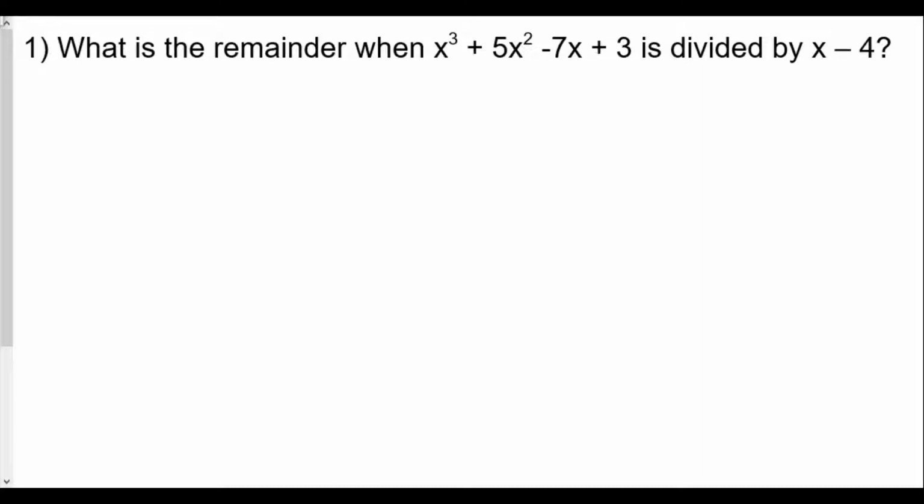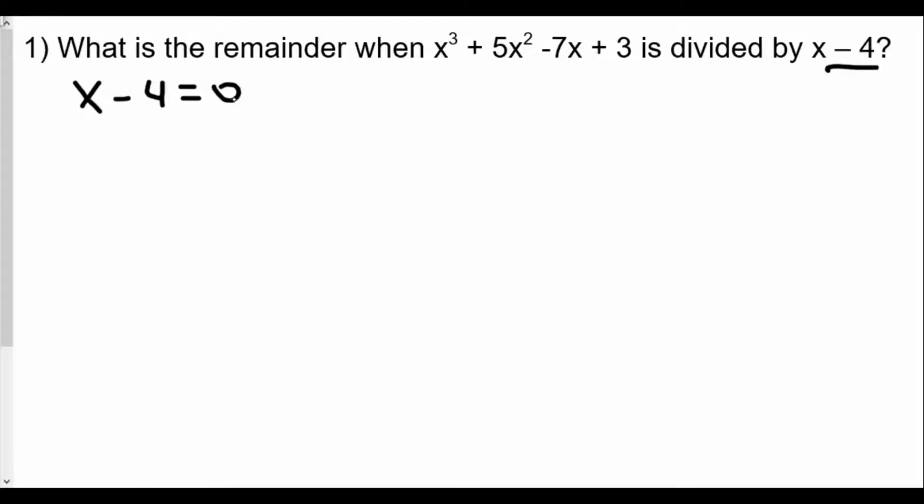What is the remainder when x cubed plus 5x squared minus 7x plus 3 is divided by x minus 4? All right, so a couple of things in this case. We're using what's called the remainder theorem. The remainder theorem says that if we are going to divide a polynomial by another binomial, we take the term we're dividing by, this x minus 4, and we set it equal to 0. Using our remainder theorem, we figure out whether or not x minus 4 divides evenly.